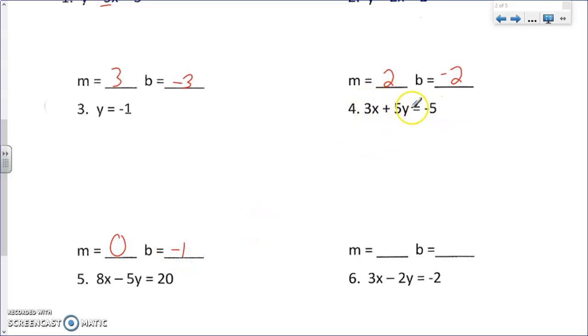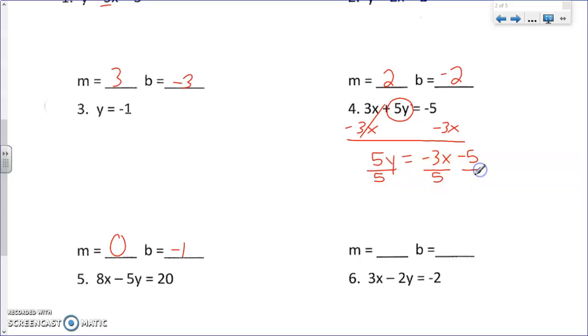Okay, I can't do this here because before I do, I have to solve for y. So I'm going to subtract 3x from both sides. I get 5y equals -3x minus 5 because that's a -5. Do I have y by itself? Not yet, so I have to divide each term. So if you recall in the last unit, we started doing this, and this is why we needed to do that. So we get y equals -3/5 x minus 1. So my slope is -3/5 and my b is -1.